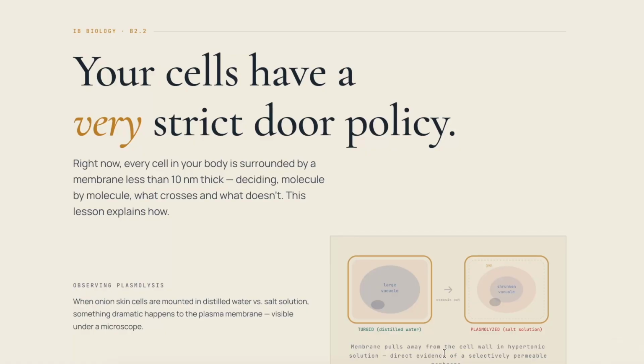There are two kinds of students who study membranes. One memorizes the diagram and hopes the question is kind. The other actually understands what's happening, and those students can answer questions they've never seen before. Let's be the second kind.